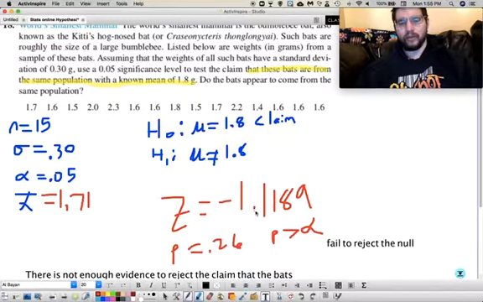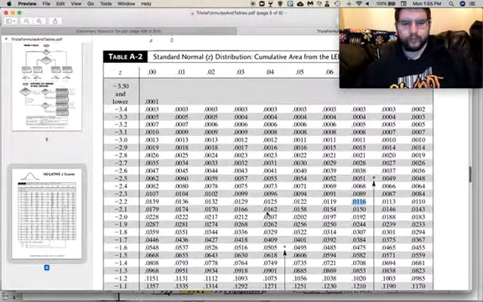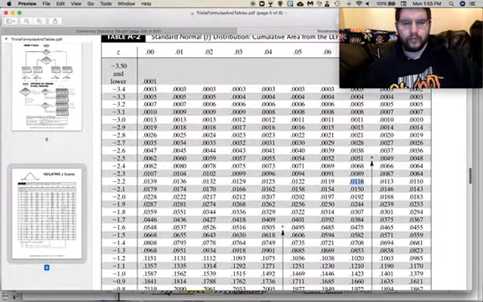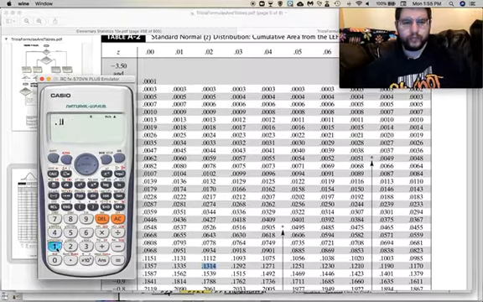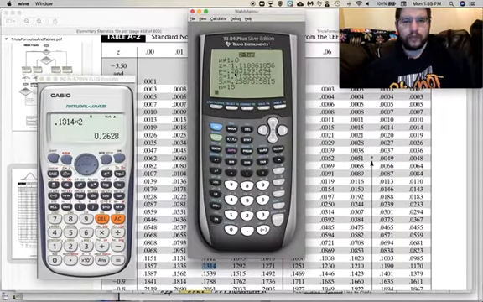So I'll go ahead and do that. Negative 1.12 is 0.1314. And I double that, and I get 0.2628, 0.2632 from the TI.